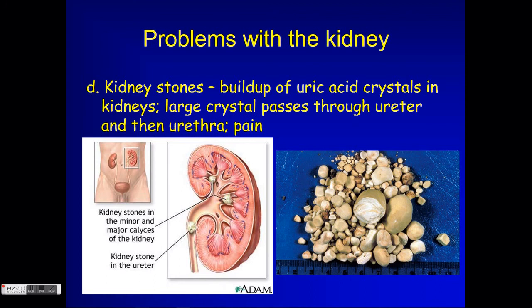Kidney stones. Kidney stones are a buildup of uric acid crystals in the kidneys, typically because you either have large amounts of urea, so you've been consuming large amounts of protein that you need to process, or you've been consuming large amounts of salt, or you're not getting enough water in your diet.